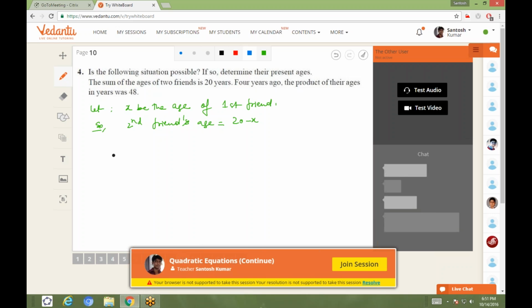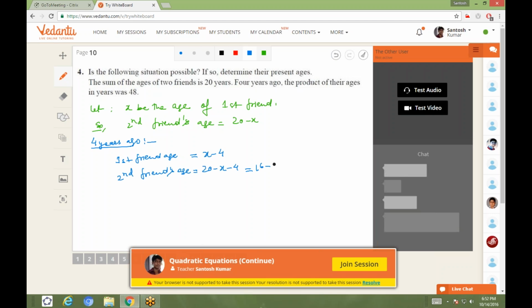So 4 years ago, we'll find what the ages of both of these friends were. The first friend's age equals X minus 4. Very good. In the case of the second friend, it is 20 minus X minus 4, which is equal to 16 minus X.